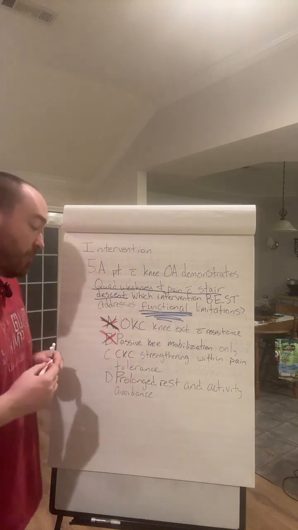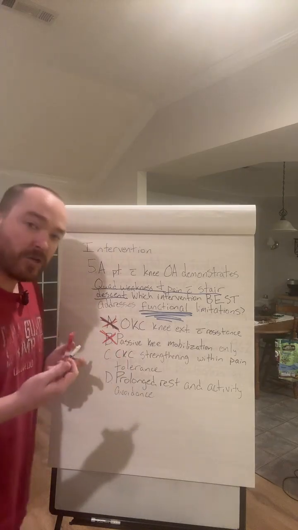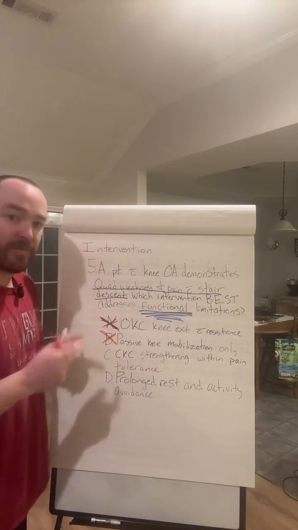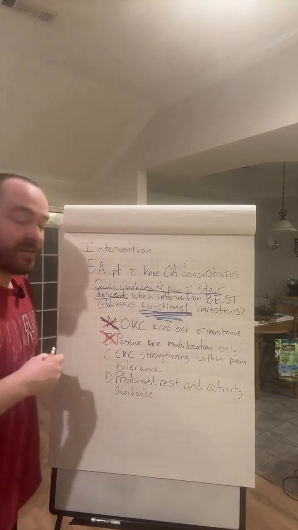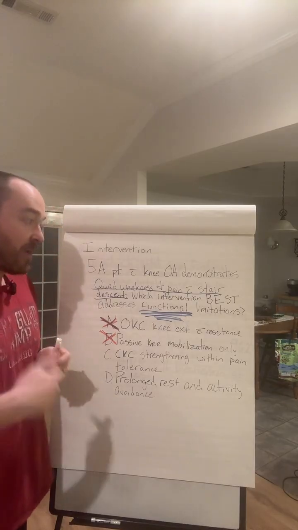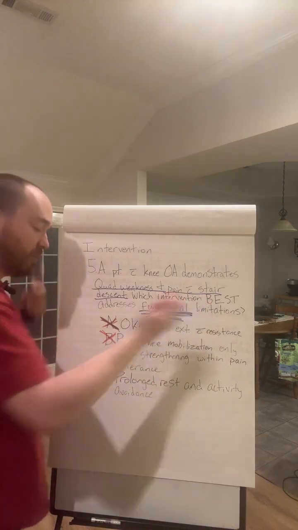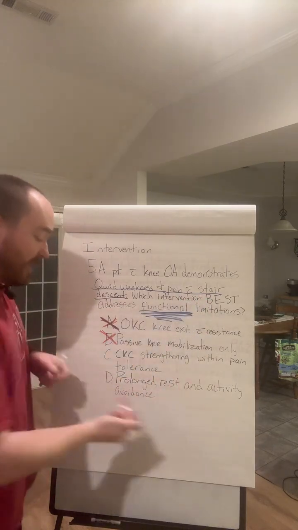C, closed kinetic chain strengthening within pain tolerance. That sounds pretty functional because they have to put their foot on the floor and we get to practice stuff that's going to take them through closed kinetic chain range of motion, just like they're doing when they do stair descent, right? D, prolonged rest and activity avoidance.